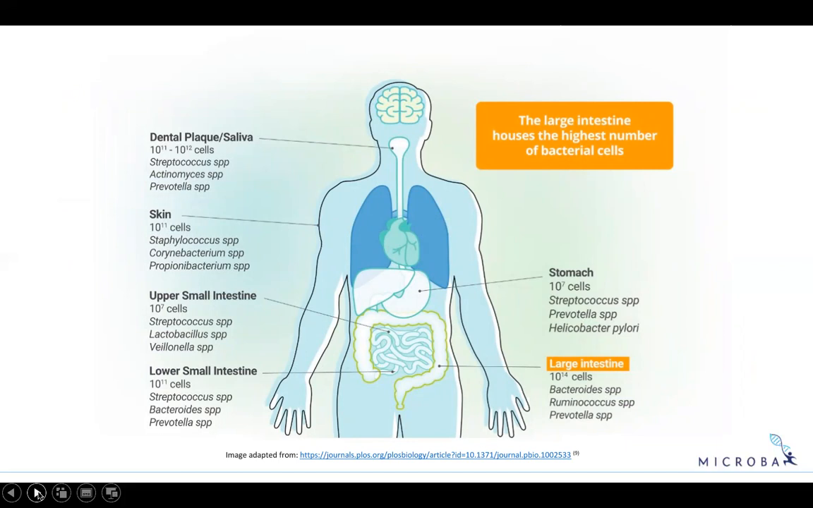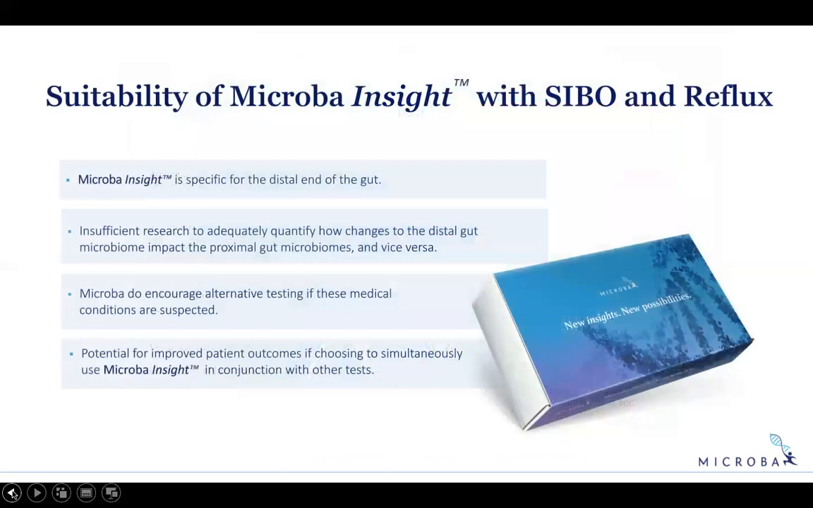This also means that the composition of the bacteria and their genetic potential do change. And what we really wanted to highlight is that Microba Insight is specific for the distal end of the gut. And currently there really is insufficient research at this point in time to adequately quantify how changes to the distal gut microbiome impact the proximal gut microbiomes and vice versa.